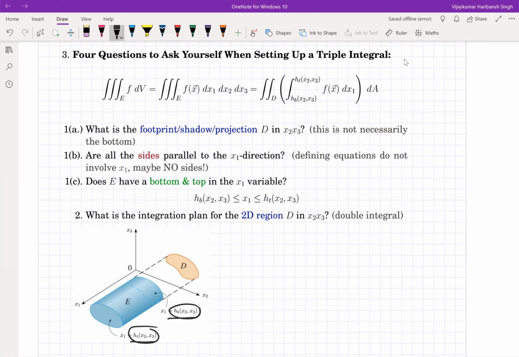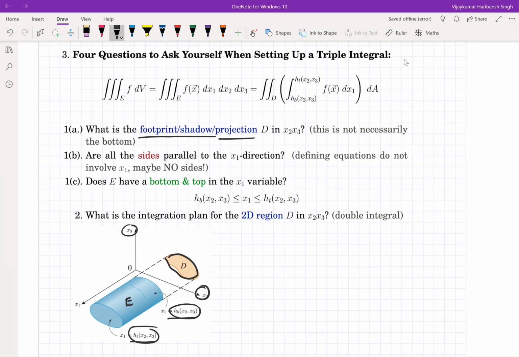Once we have that idea, we first see what is the projection, or the shadow, or the footprint of this region E onto the x2, x3 plane. So we find out that that projection is D. Now, once you have that, we want to recheck, are all the sides parallel to the x1 direction? So what are the sides?